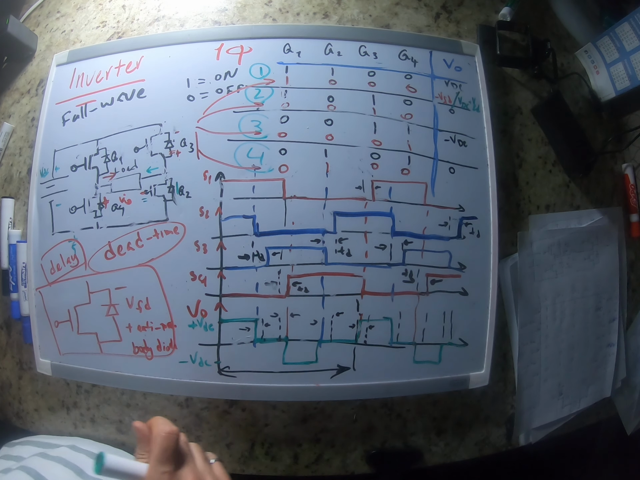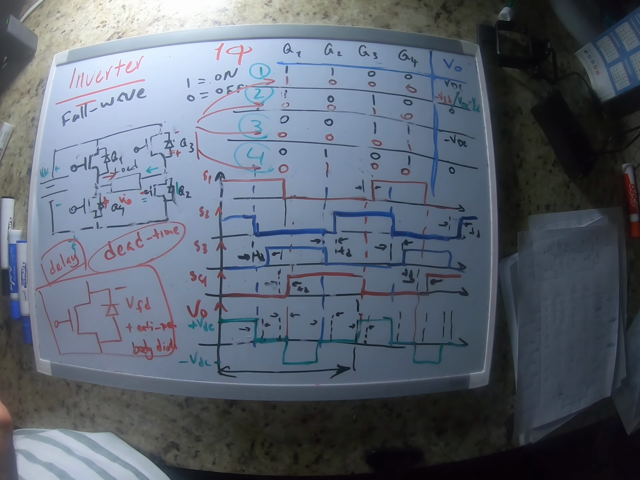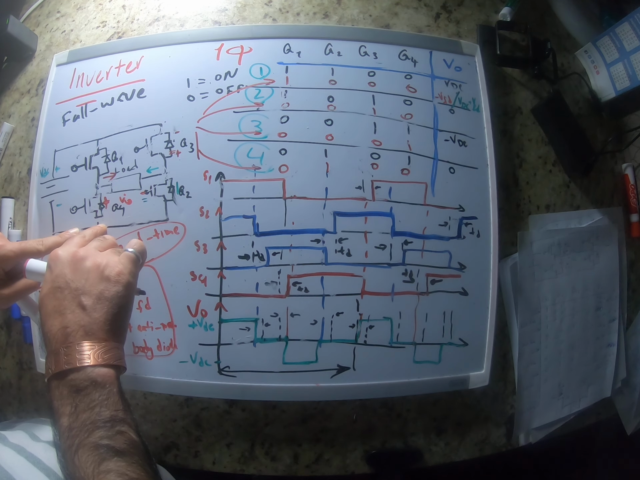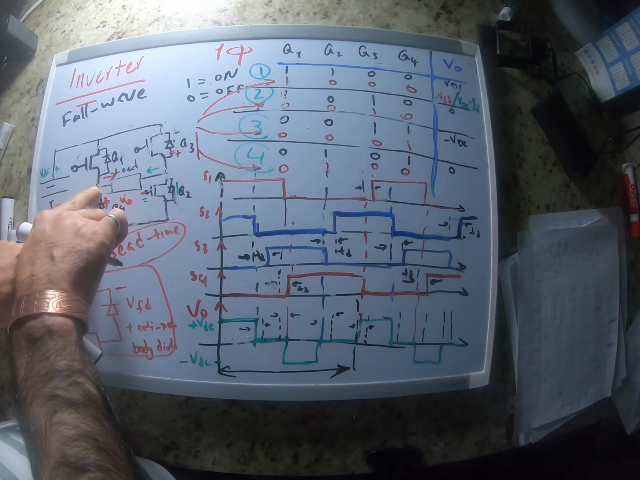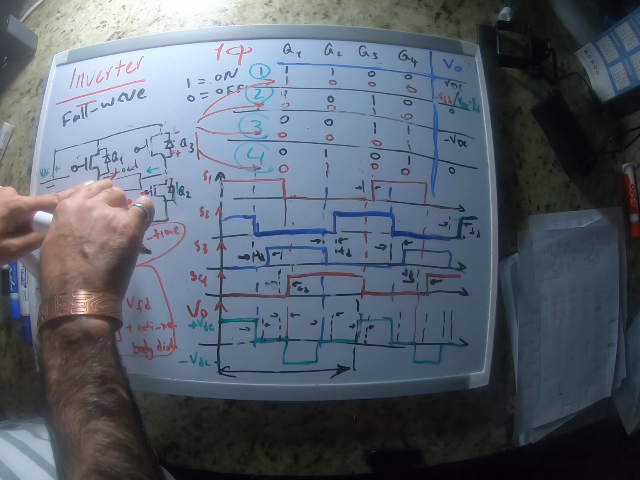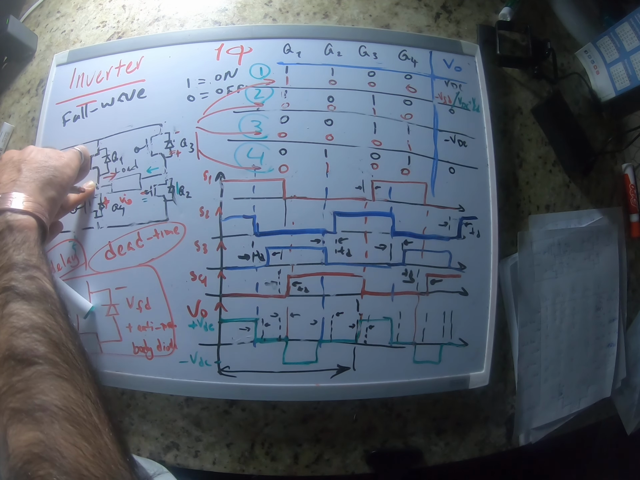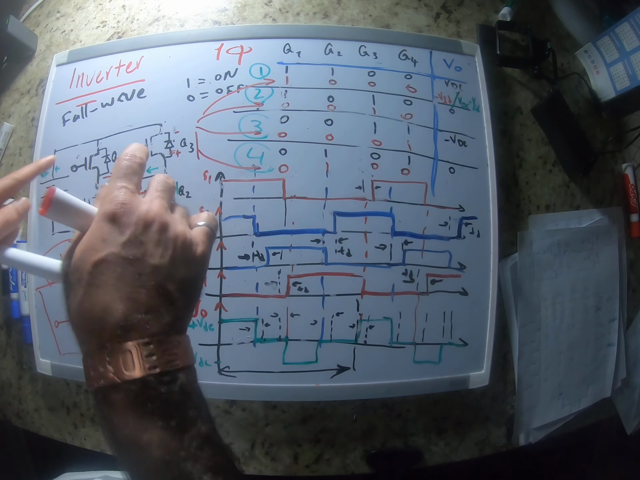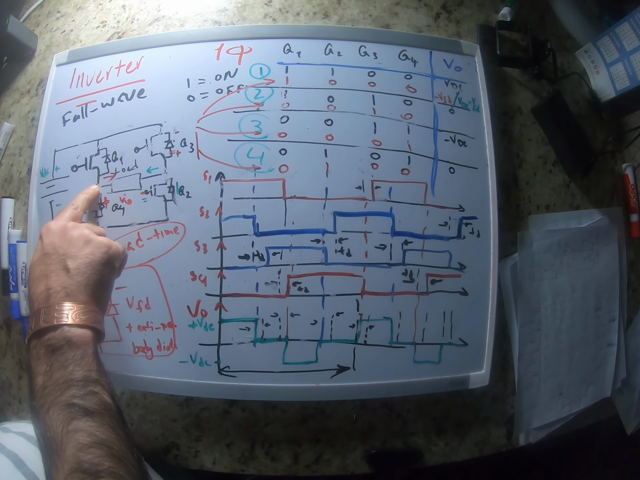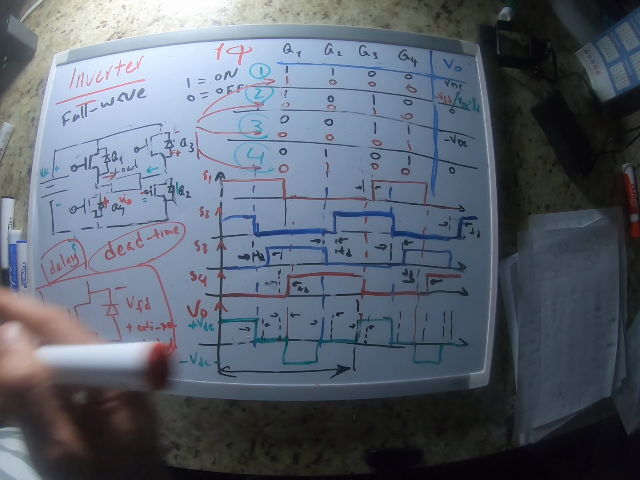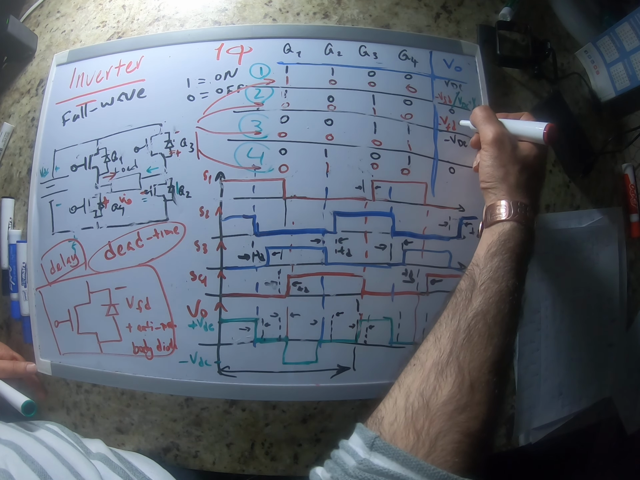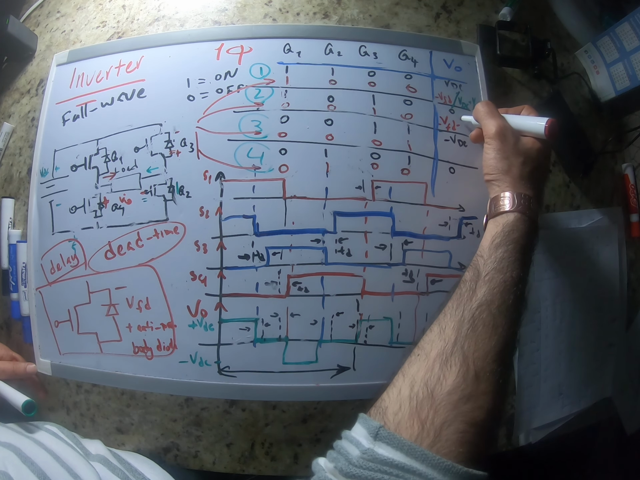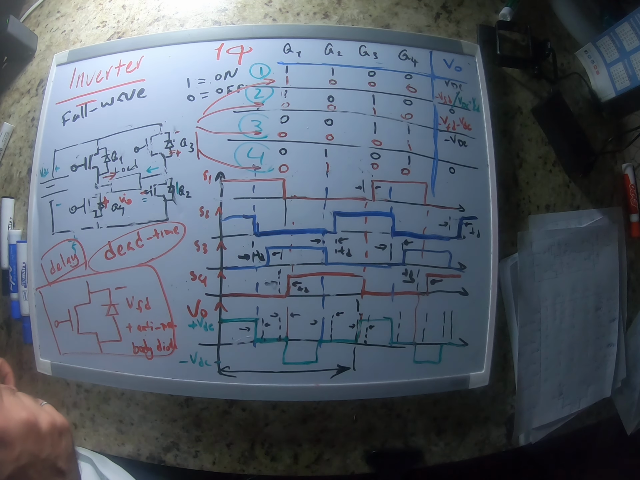If that's the case, what's going to be the voltage across the load? This point is going to be 0. Then we have minus VFD, and over here this is connected to VDC. So it's going to be minus VFD minus VDC. So it's going to be minus the voltage drop on the diode and minus VDC.